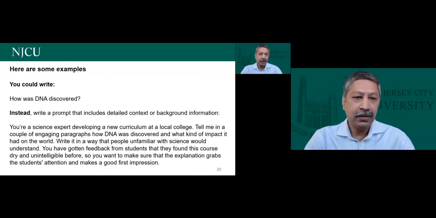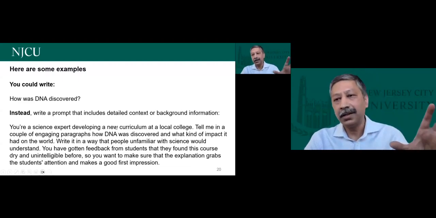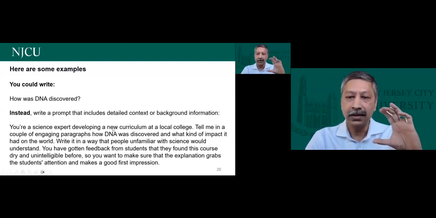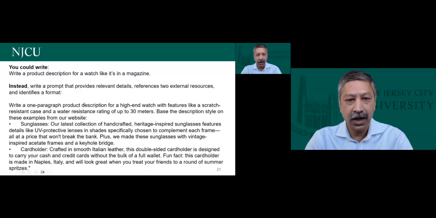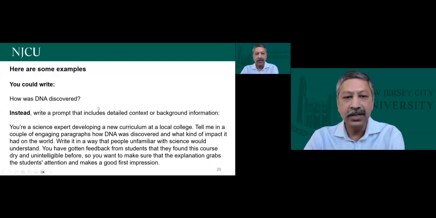For example, you can write, how was DNA discovered? Instead, you would be better off writing like this: You're a science expert developing a new curriculum at a local college. Tell me in a couple of engaging paragraphs how DNA was discovered and what kind of impact it had. You give it a lot of detail and a lot of context and a lot of examples. And you would see a vast difference between the output generated for the simple question, how was DNA discovered, versus what this prompt would generate.